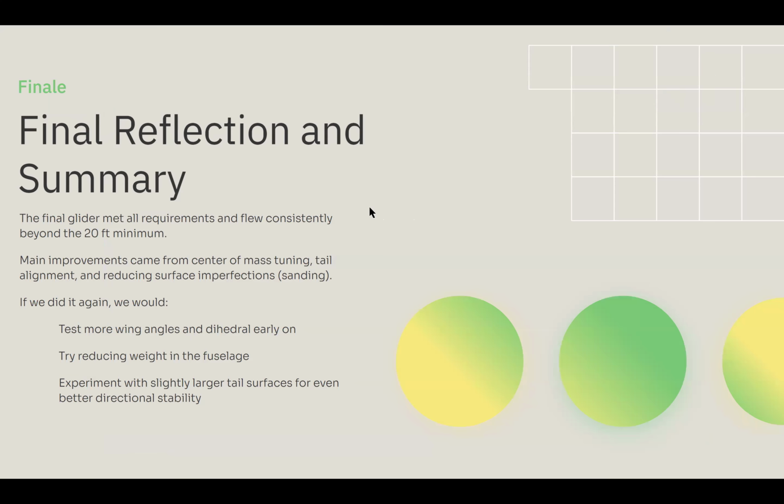Just as the final reflection and summary, our final glider met all requirements and consistently flew well beyond the 20-foot minimum. The biggest improvements came from the center of gravity tuning, the tail resizing, and reducing surface imperfections. But that being said, if we did it over again, we could have tested more wing angles and dihedral early on. We could have tried reducing weight in the fuselage and experimented with slightly larger tail surfaces for even better directional stability. And also, we could have definitely sanded some more and rounded out the edges. But overall, this project taught us a lot about balancing structural constraints, aerodynamics, and iteration to improve flight performance.